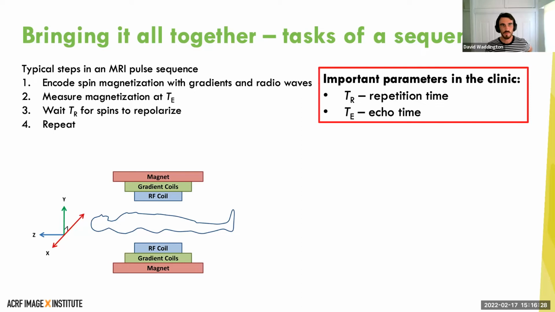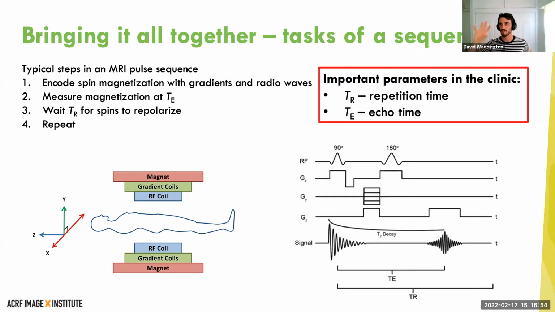And so what we do when we take an MRI scan is we encode the spin magnetization, then we measure the magnetization at this TE, what we call the echo time, and then we wait a repetition time for the spins to repolarize before we do the whole thing over again. And we just repeat that multiple times to get an image of the entire body. You can summarize all of the processes that occur through these things that are called pulse sequence diagrams, but they essentially describe all the different types of images we can get, and by tuning all these different parameters and timing, we can do all sorts of crazy stuff. And I will speak more about that.